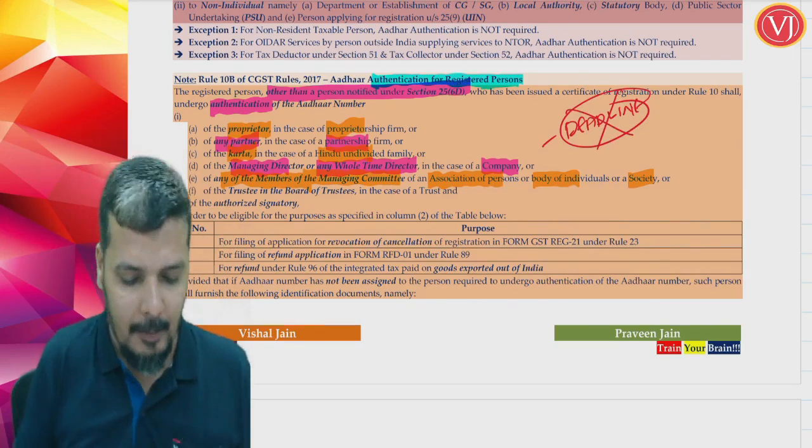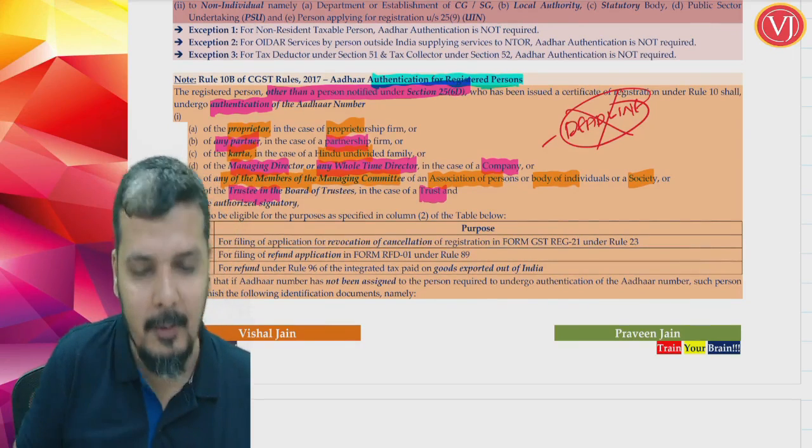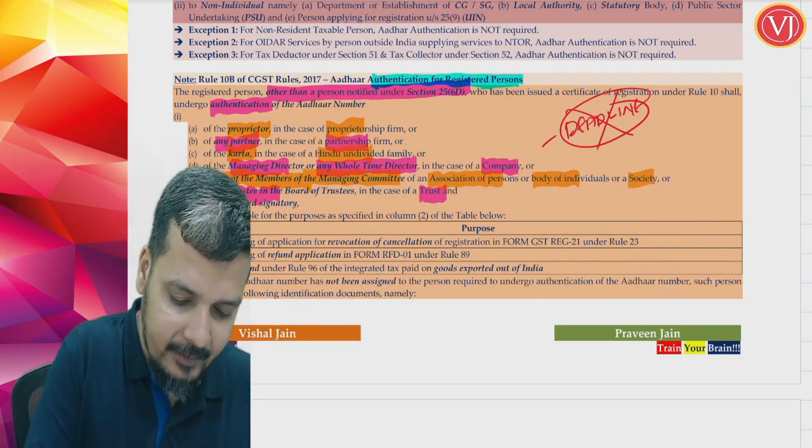Any of the members, a single member is also sufficient. If you are talking about a trust, Aadhaar of a trustee in the board of trustees, any of the trustees, should be linked. Apart from that, this is the first part.